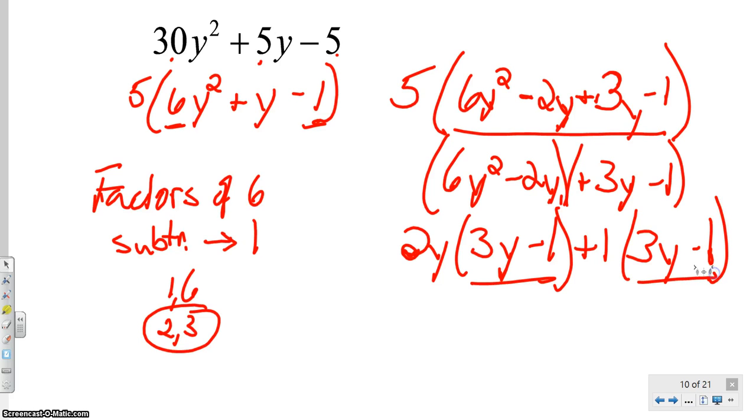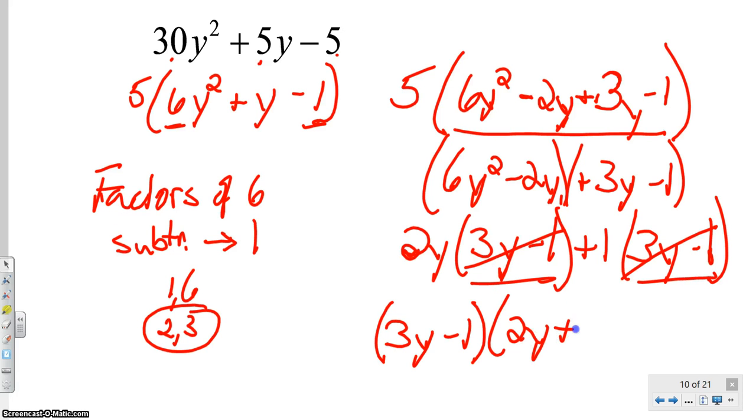These are the same, so let me rewrite that. Cross them out. What's left over is 2y plus 1. All right, now don't forget we have a 5 from the beginning, so I've got to make sure I include that as well. And there we go.